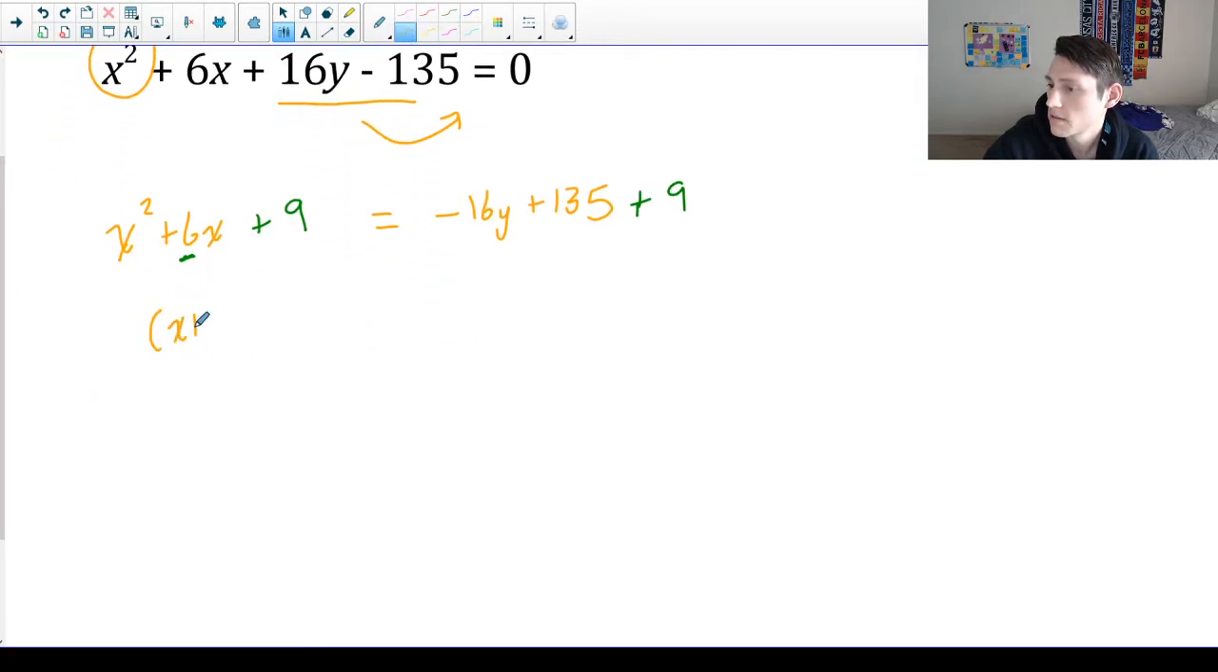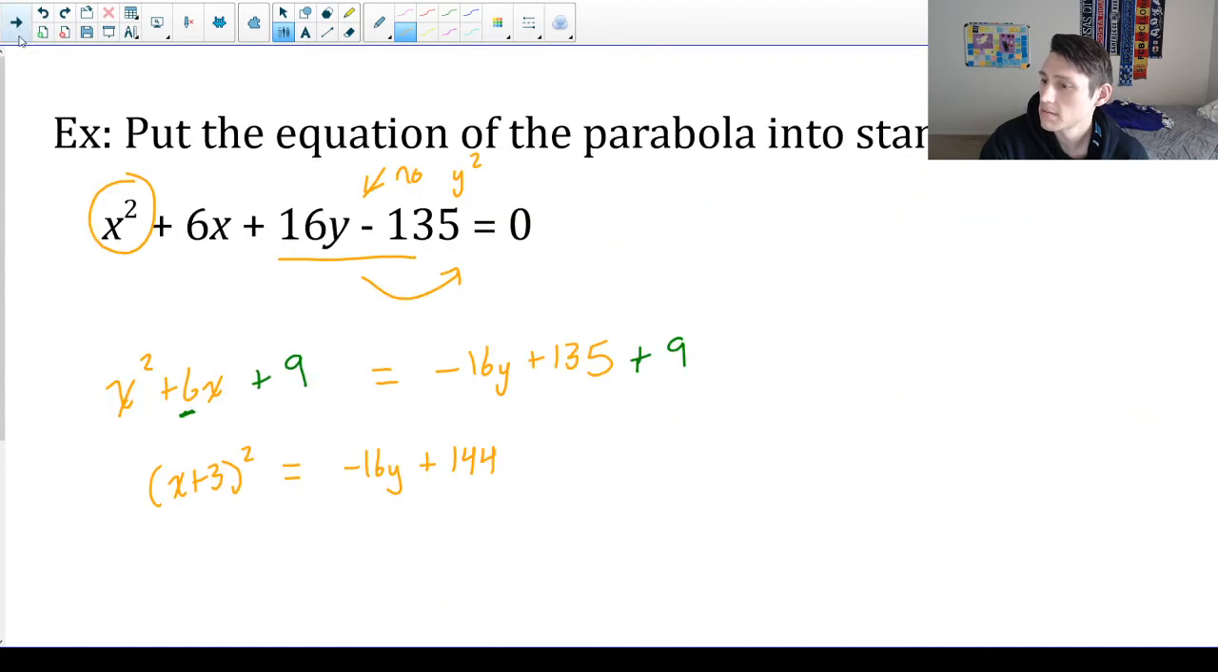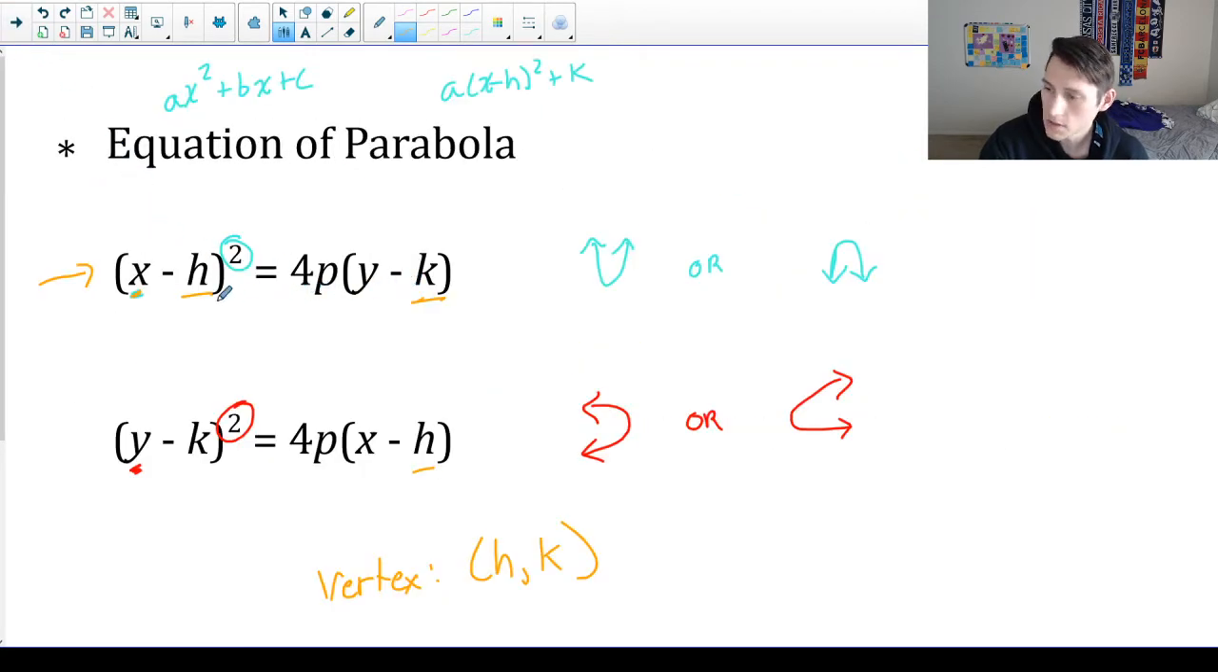So this left side factors into (x plus 3) squared. The right side, negative 16y plus 135 plus 9, 144. Okay, so far I'm almost to what I want it to be. I have my something squared on the left, which is x minus h squared. On the right I want it to be some number times y minus k.